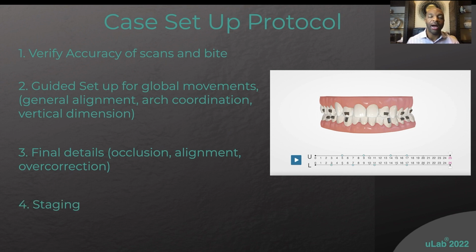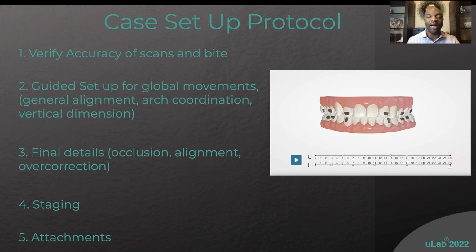And then probably the most important part is I'll go back and stage the case. After I have the final tooth positions where they need to be, and I have done all of my overcorrections, the next step is to stage it. If you can stage it properly, that is going to give you the best opportunity to get the outcome that you're looking for. You can get the final tooth positions where you want them to be, but if you don't have good staging, you will never get there.